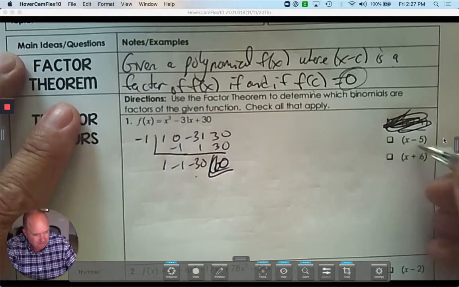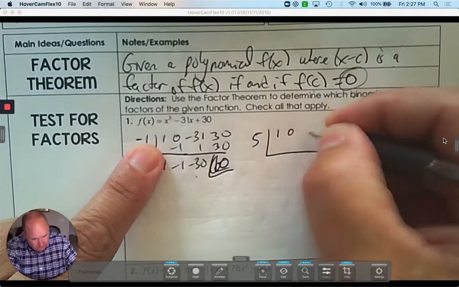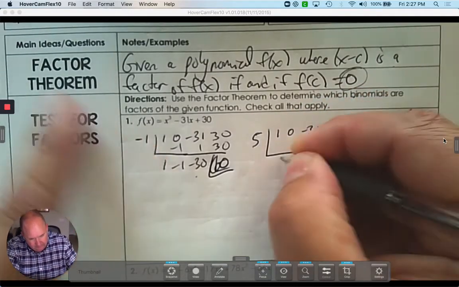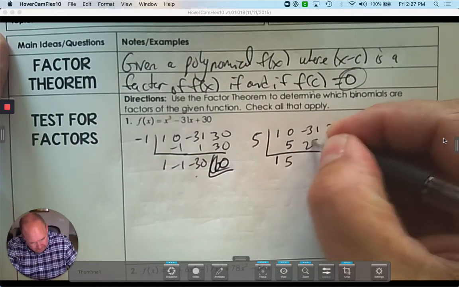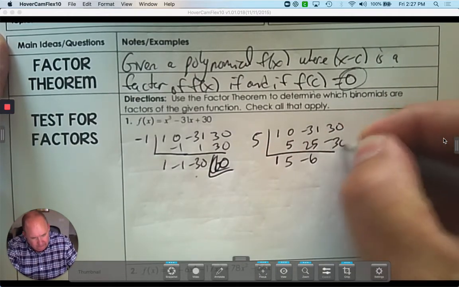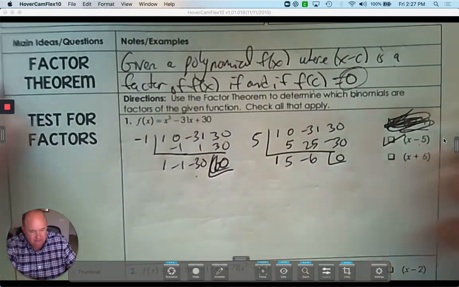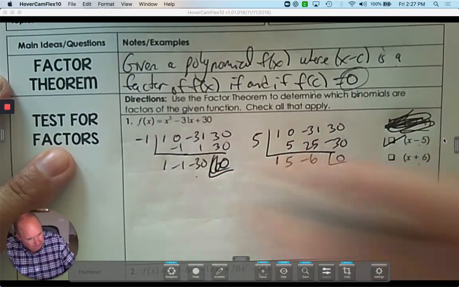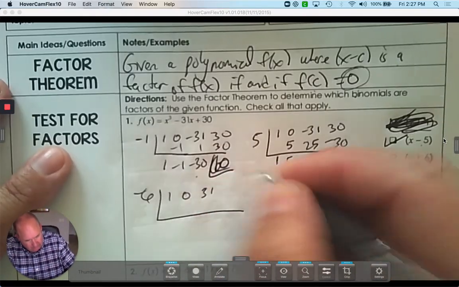Let's try it again properly. +5. Same numbers. 1, 0, -31, 30. Again. This one I feel better about. Definitely the remainder is 0. That is a factor. One more time for -6. 1, 0, -31, 30.